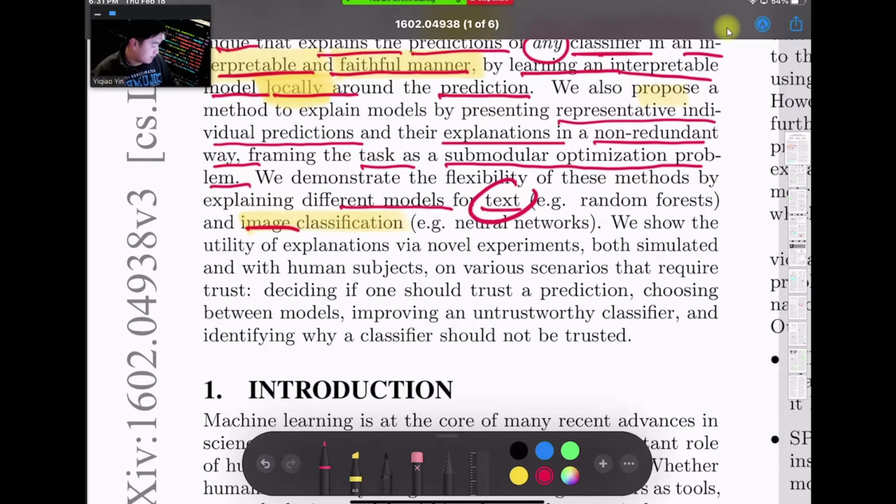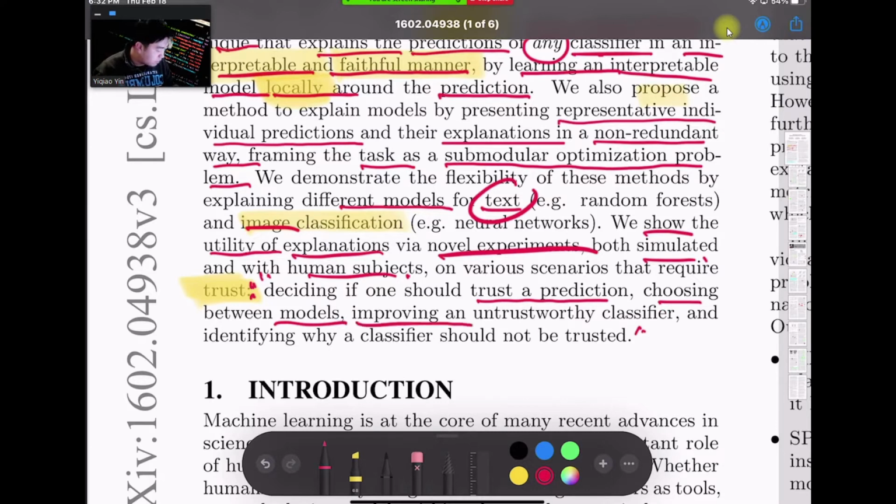And then they land on the following. "They show the utility of the explanations via novel experiments, both simulated as well as with human subjects, on a variety of scenarios that require trust." So once again, this buzzword trust, which they actually give some sort of definition for. This column here that we're looking at in the end of this abstract paragraph is to say: deciding if one should trust a prediction, choosing between models, improving an untrustworthy classifier, and identifying why a classifier should not be trusted.